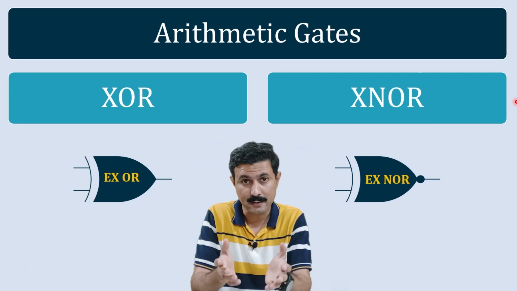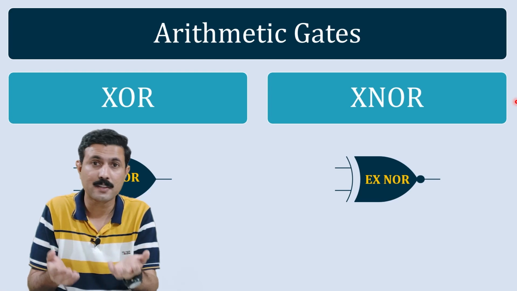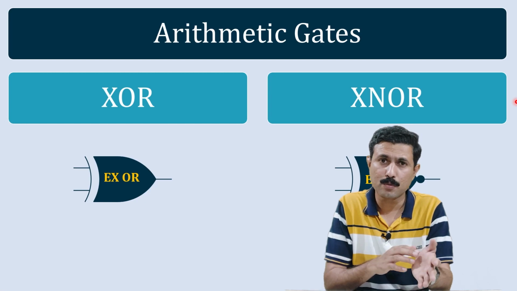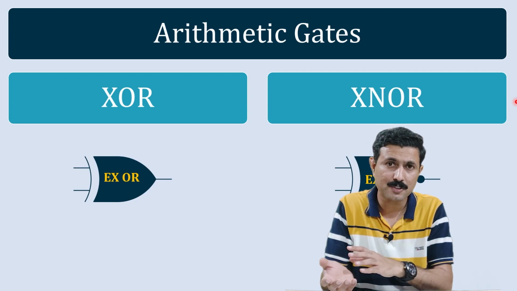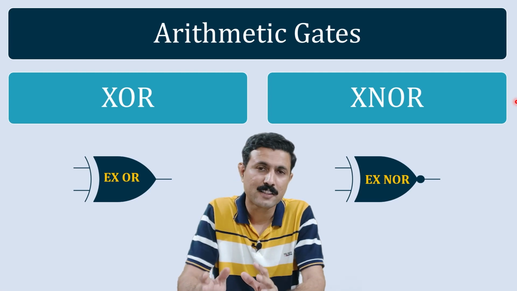Purposes like error detection and error correction, arithmetic operations like subtraction and addition, and code circuits like gray code to binary, binary to gray code conversion. So these are the different applications of this XOR and XNOR gate.